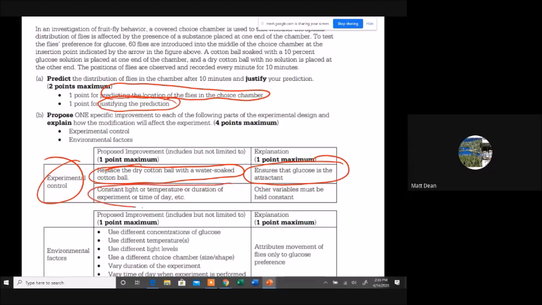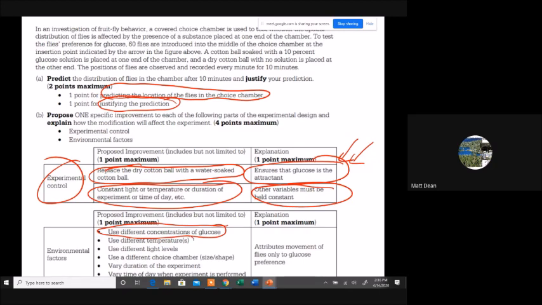You could have also talked about, instead of that, keeping certain things constant, like the amount of light or the temperature, the duration, the importance of holding things constant. But I think this first line, this top line, is the way most people would go. Now, in terms of improving the environmental factors, they mentioned using different levels of glucose, different concentrations. So you could have multiple choice chambers set up. One might have 10% glucose, one might have 15, one might have 20, one might have 25, one might have 30. So run different trials with different glucose concentrations.